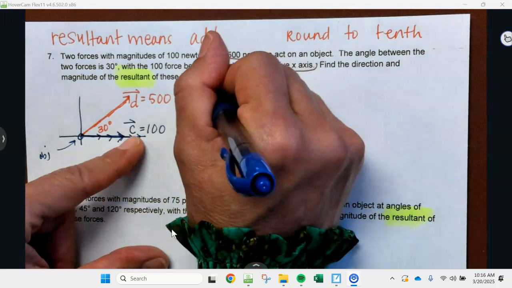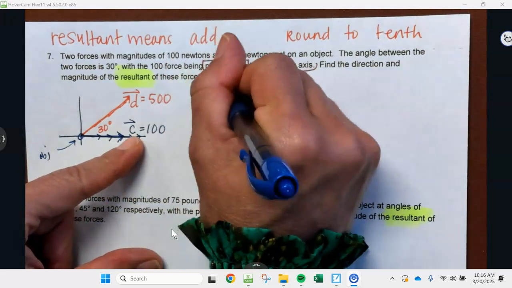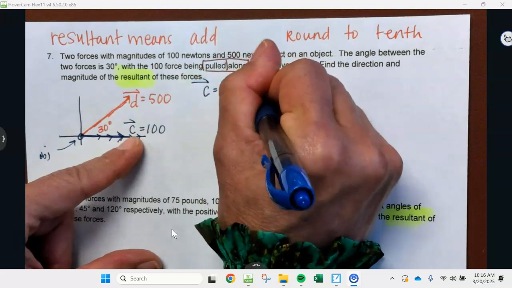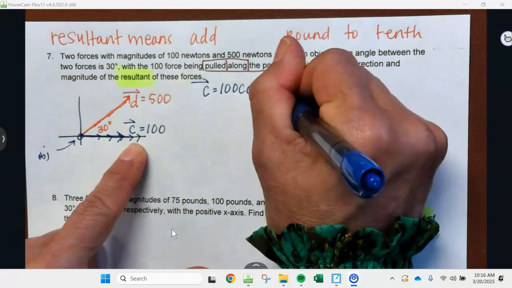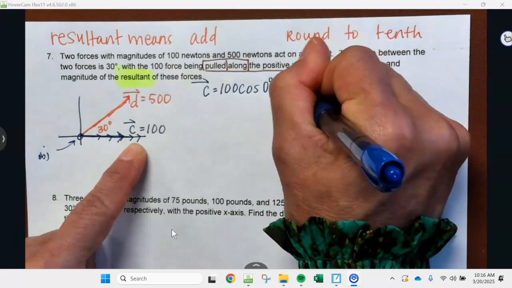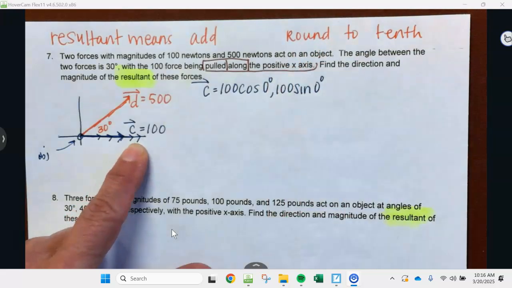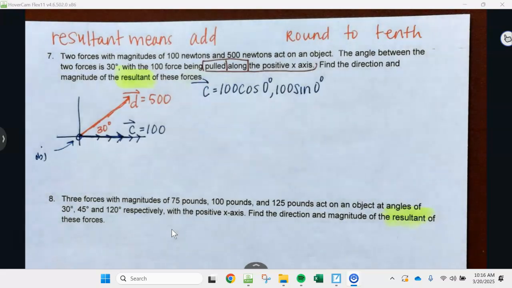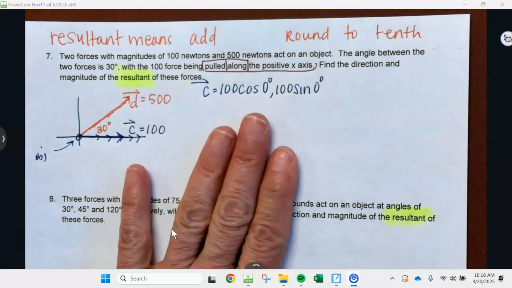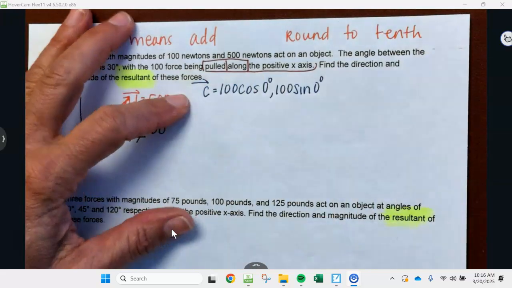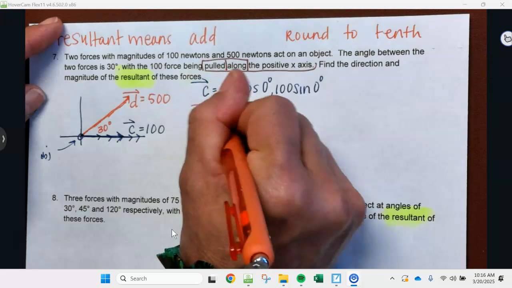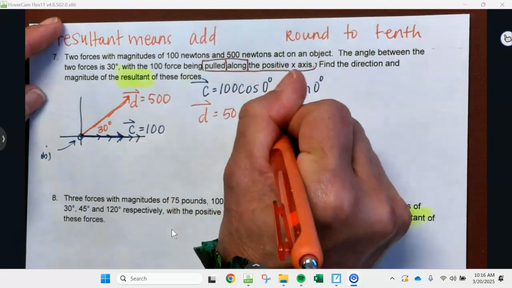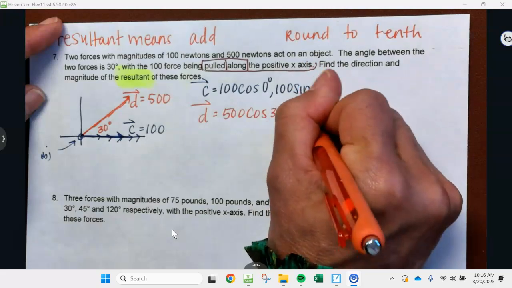So for vector C, we're going to take that 100 and multiply it by the cosine value of 0 degrees. And then we're also going to do 100 times the sine value of 0 degrees. We're going to convert it into component form because I can't do anything unless it's in component form. So that's our goal in this column right here. Over here, I'll start my other work. All right. Vector D is going to be 500 times cosine 30, 500 sine 30.